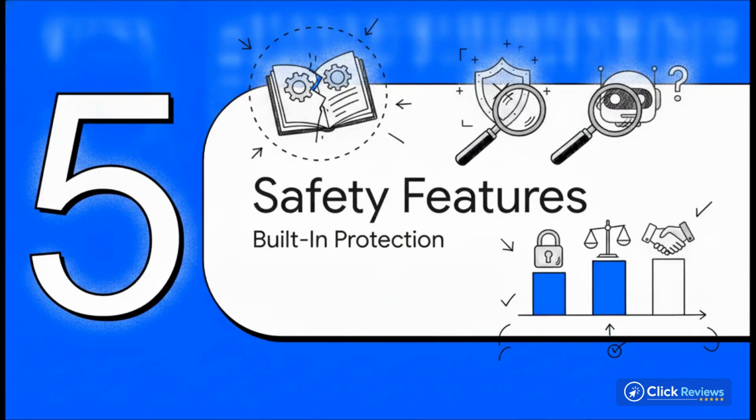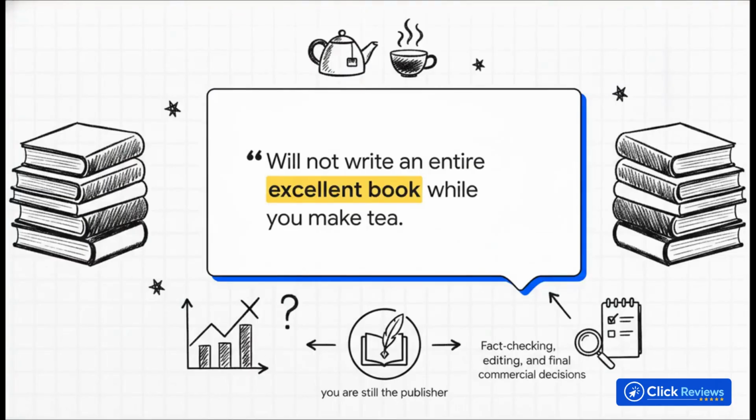Moving on to Section 5, Safety Features and Limitations. Now that we've cleared up those technical requirements, let's talk about what the software openly admits it cannot do. I actually absolutely love this quote straight from their sales page. It says, "The software will not write an entire excellent book while you make tea." It explicitly states that it will not guarantee you sales, or rankings, or royalties. It really pushes back hard against the idea that AI somehow removes the need for basic human judgment. The software clears away all that administrative fog, for sure, but as the page insists, you are still the publisher. Fact-checking, editing, and making those final commercial decisions, that's entirely on your shoulders.